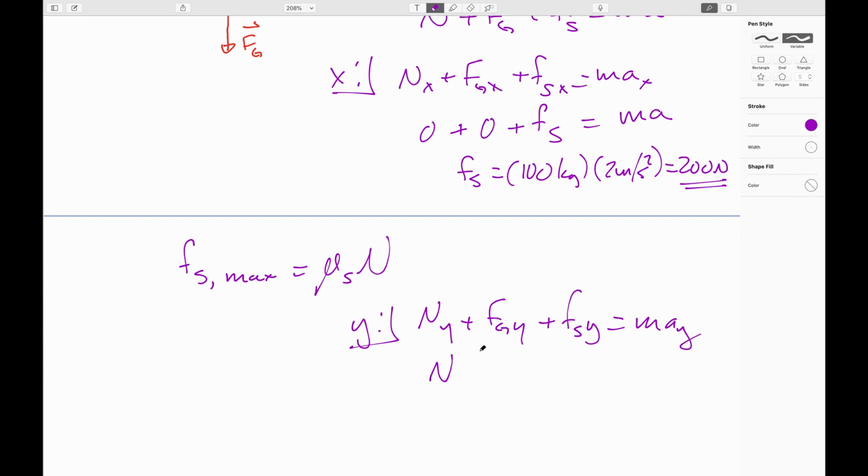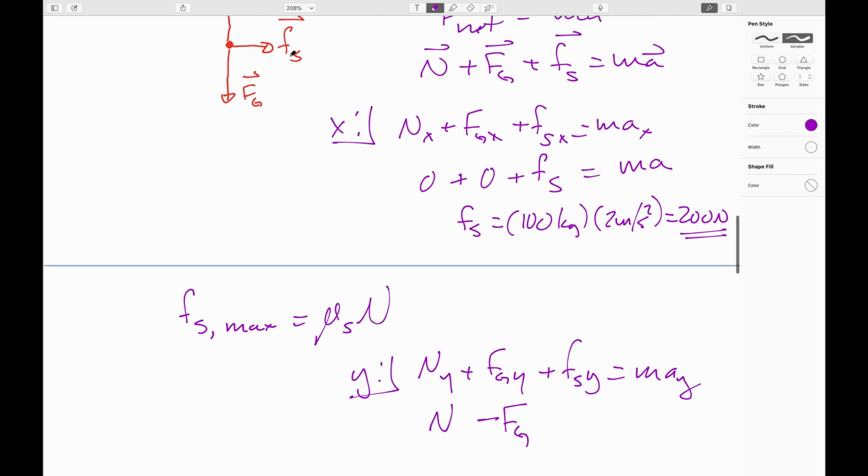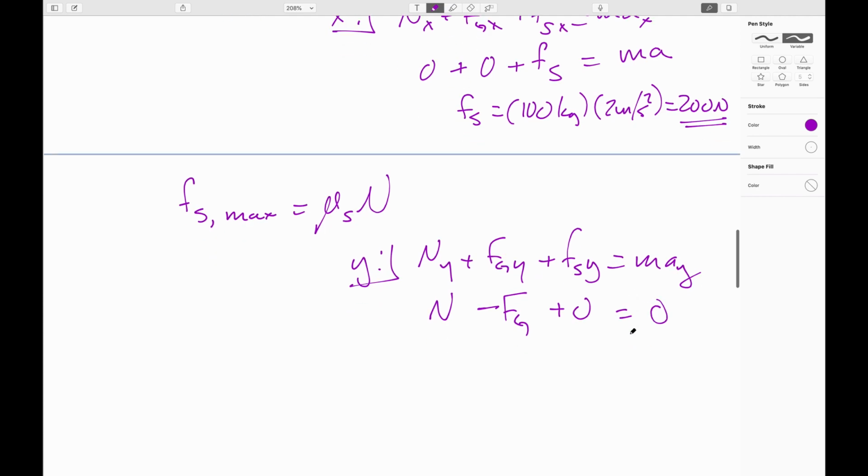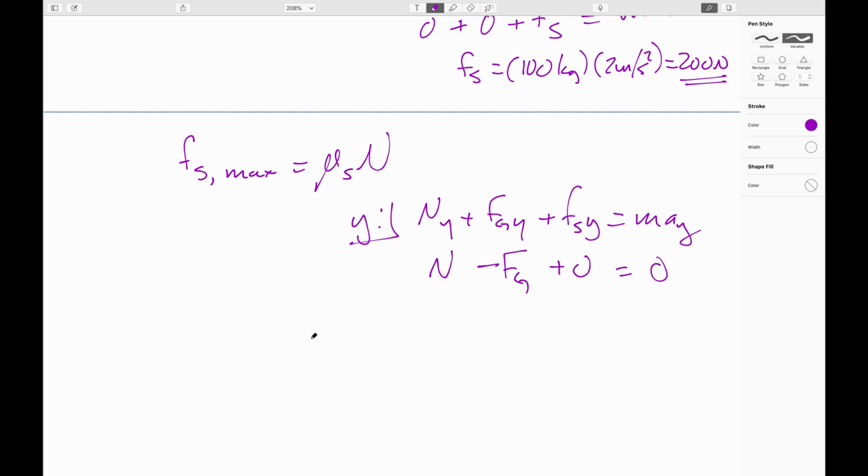Gravity is acting entirely in negative y, so we write minus Fg. The force of static friction, remember, was acting entirely in the plus x, none of it in the y, so we can write 0 for the y component. The acceleration was purely to the right, so we can write 0 for that. So what we get here is that the normal force is equal to the force of gravity, and by our model of gravity, that's equal to mg.